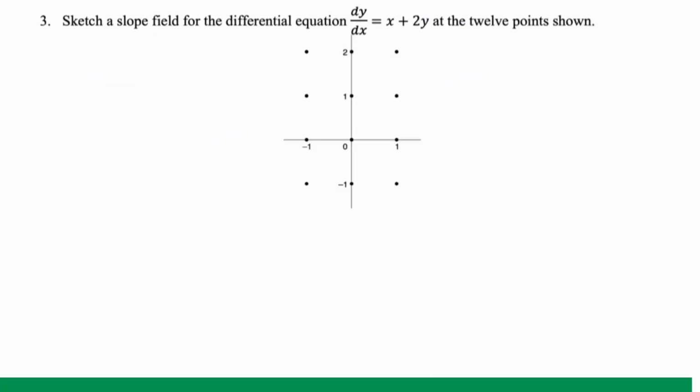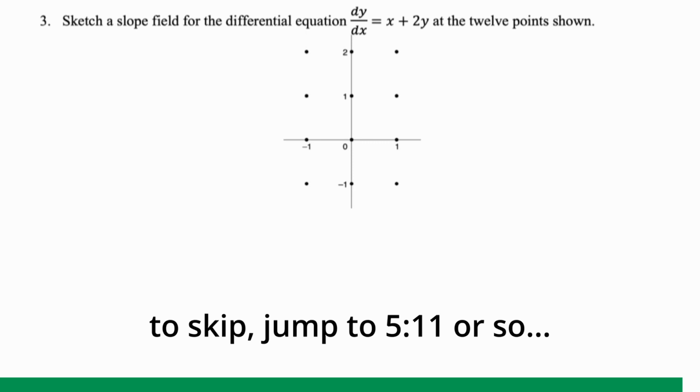All right, sketch a slope field for the differential equation dy dx equals x plus 2y at the 12 points shown. Sketching slope fields is probably my least favorite thing to do in all of Calc BC because it's just not interesting. So we just need to figure out the slope at every point indicated, right?